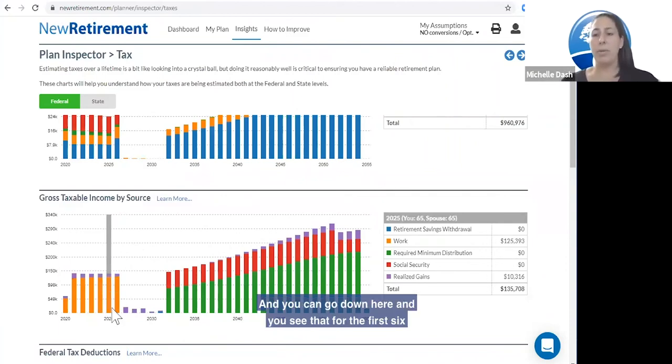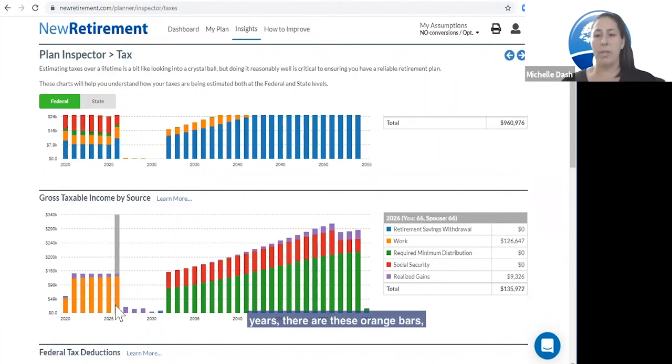And you can go down here and you see that for the first 6 years, there are these orange bars. And you're seeing that most of your taxable income is actually coming from work, which makes sense because we said from 60 to 66, they're still going to be working, each making about $60,000. There's also the purple bars, and this represents realized gains, and that's coming from their savings account and their investments.